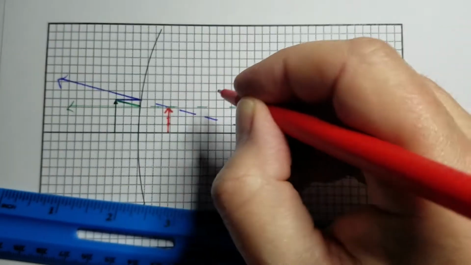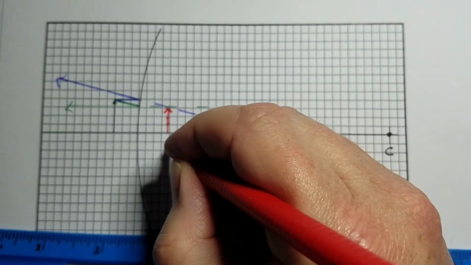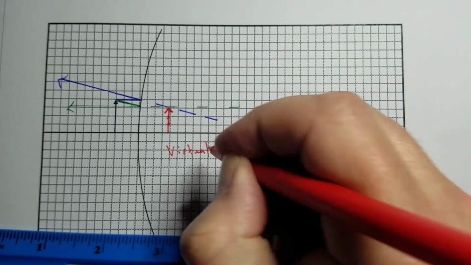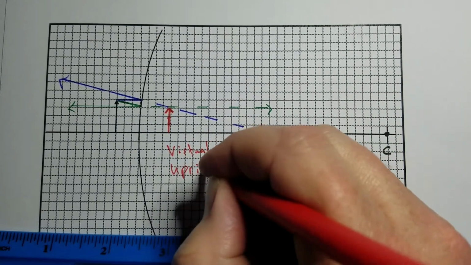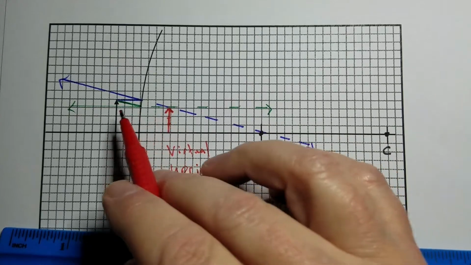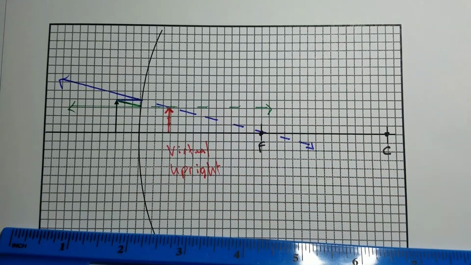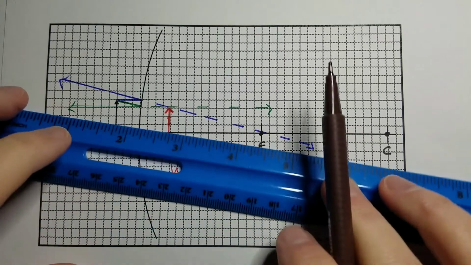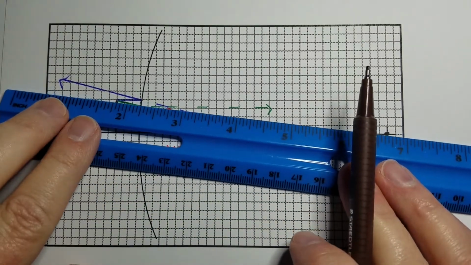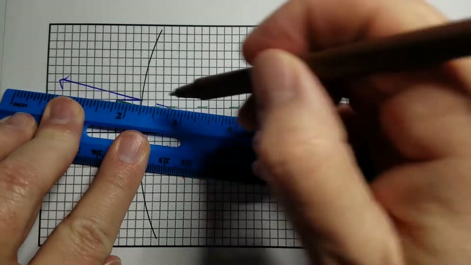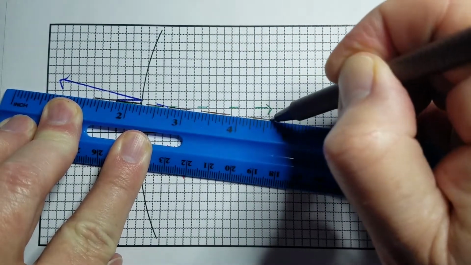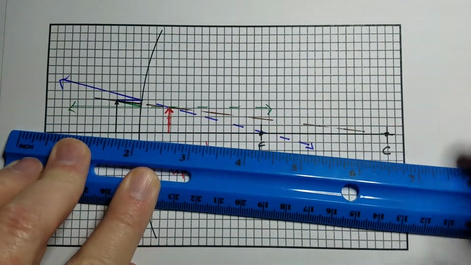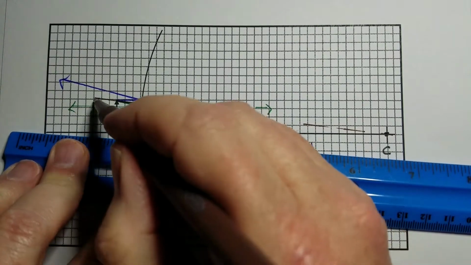Oh, I should have made it dotted. And that is a virtual image because it's behind the mirror. It's made up of the virtual rays. It's upright. And it's still smaller than the object. And if we try that third ray that goes towards the center of curvature, it will hit the mirror and bounce back off, but the virtual ray keeps going. Again, they all cross right about there.